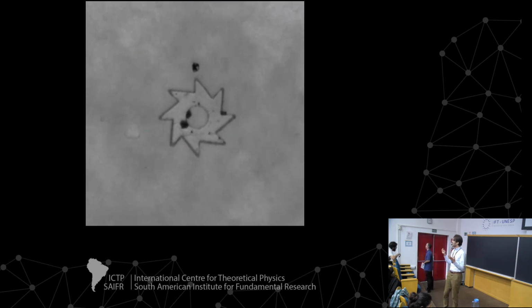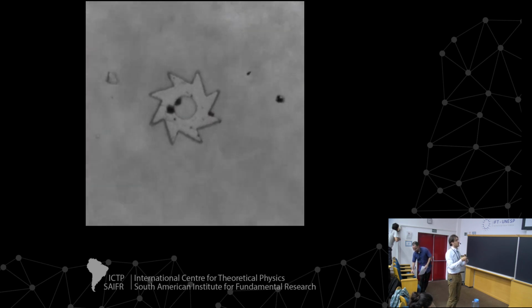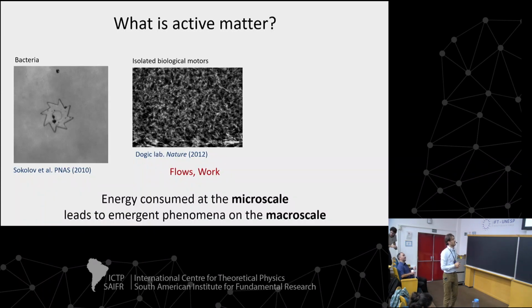And this is just one of the examples of what kind of things can happen and what sort of constituents the system can be made from. So one very general definition of active matter that I've presented here is that there's energy being consumed at the microscale. In this video, that was the bacteria scale.